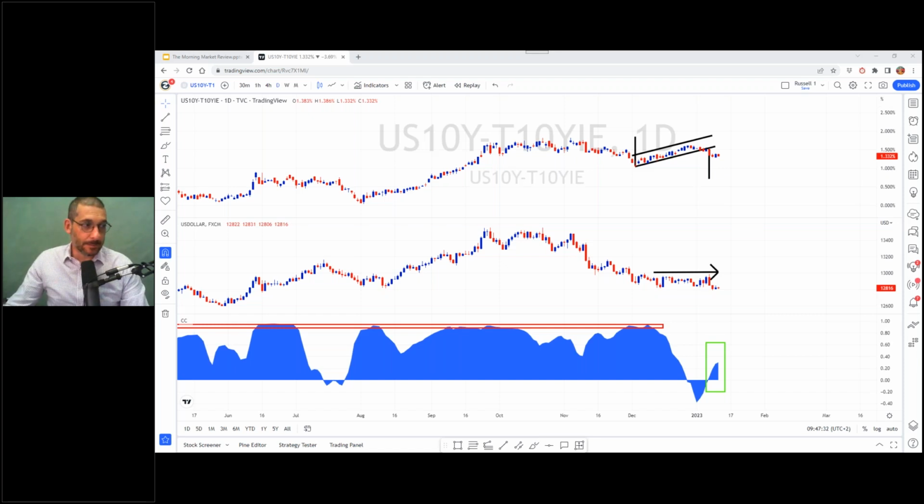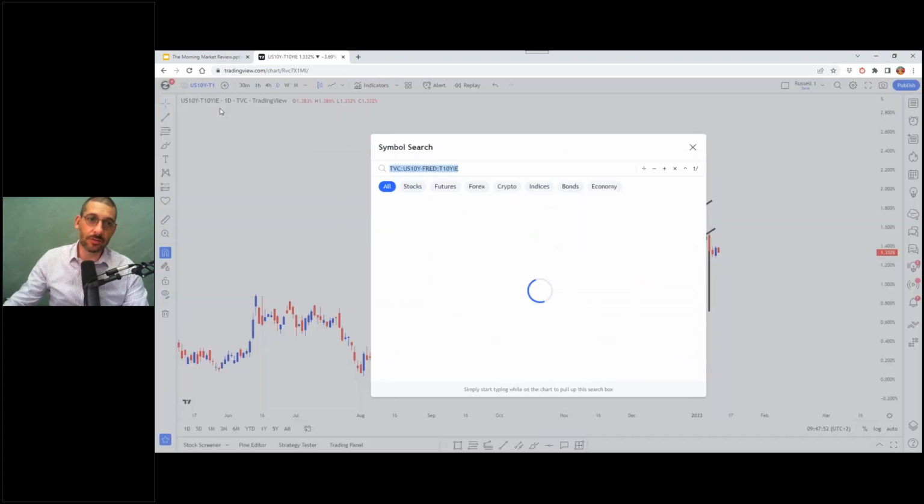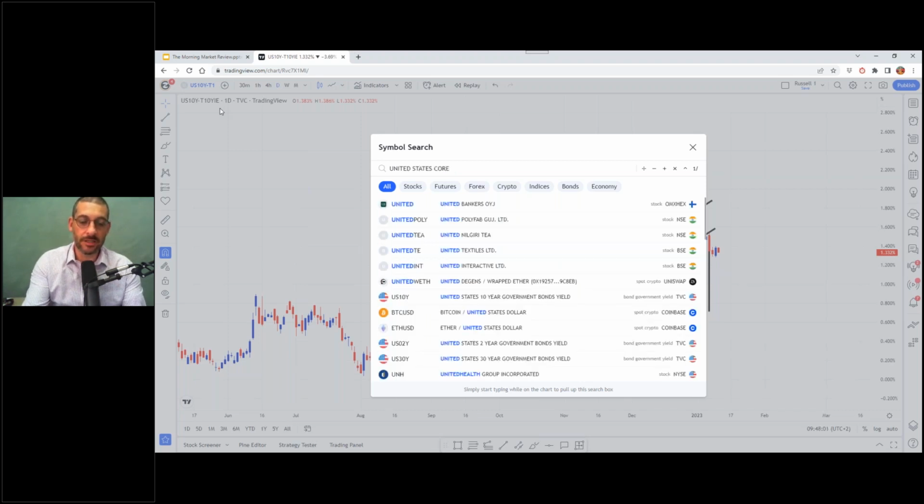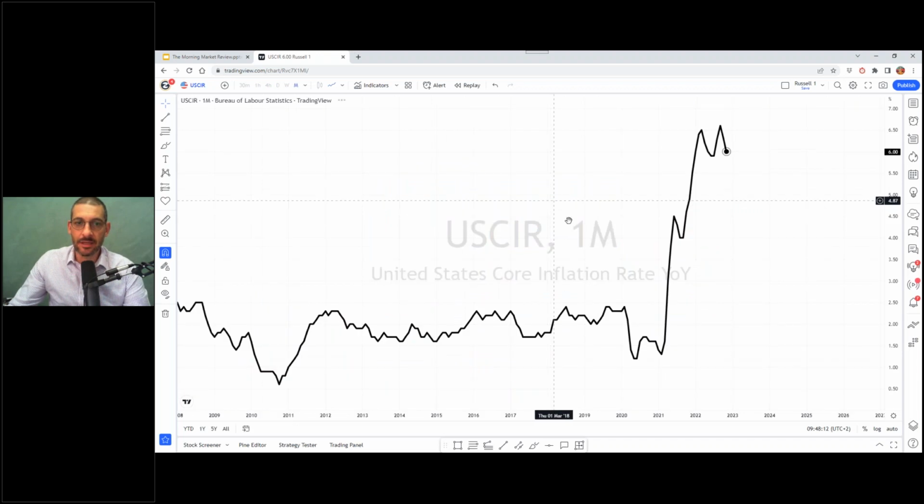All right, let us take a look at inflation for a moment, and I'll show you what I feel are the important series for us to keep an eye on. So I'm going to just delete out the correlation coefficient. I'm going to delete out the US dollar. I'm going to just work on the one chart. So we're going to look at two series here. The first thing I want to type in here is United States core inflation. So we want to keep an eye on the core number here. We want to keep an eye on the year-on-year, okay, which is effectively a rate of change.